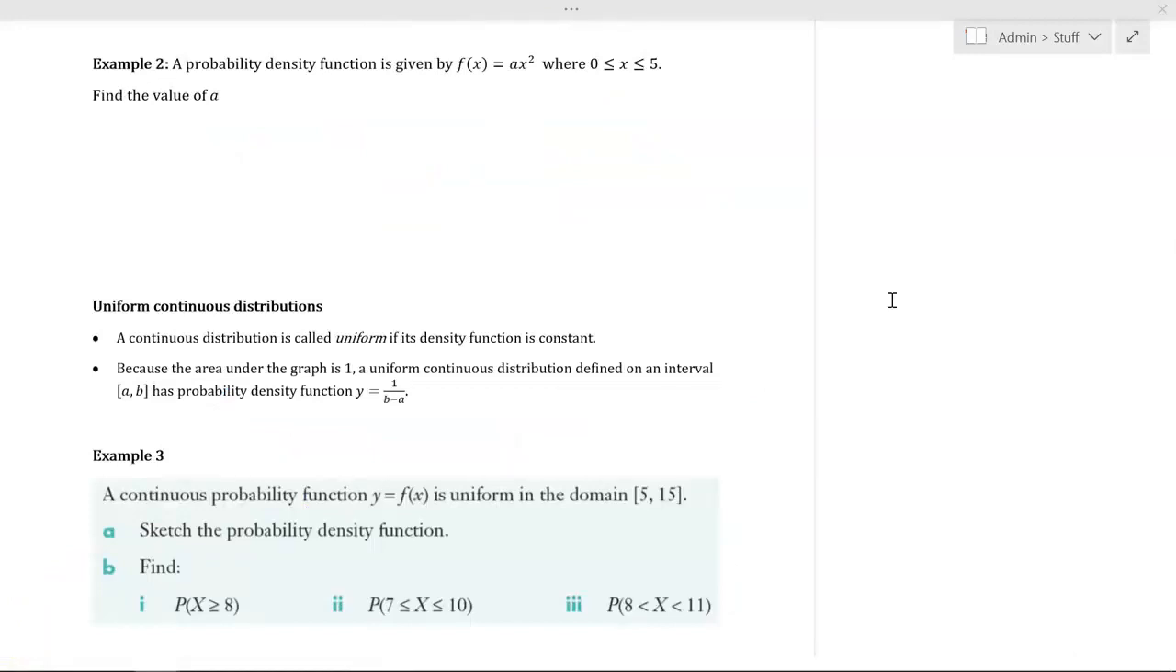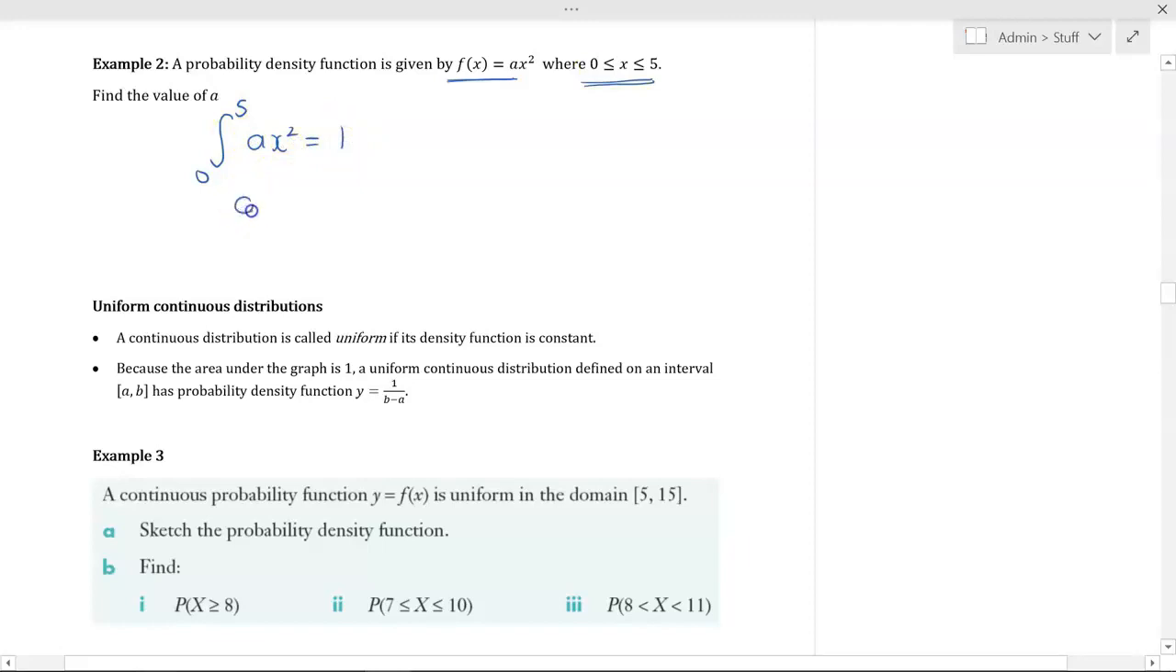Okay, another common type of question is they tell you something's a probability density function and they give you pretty much the formula, but it'll have a variable in it. And they'll give you the domain, or they might give you the formula and A might be here. So what we're going to do is say if we integrate the probability function from 0 to 5, it should equal 1.